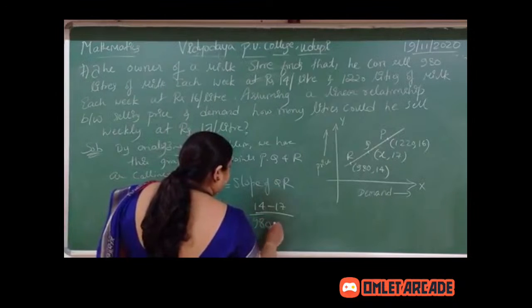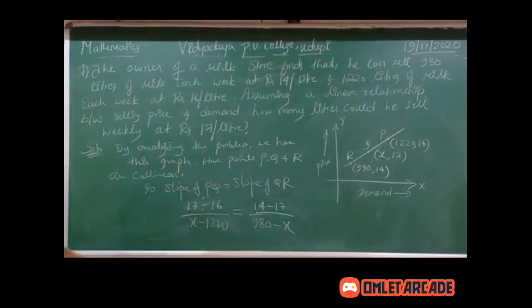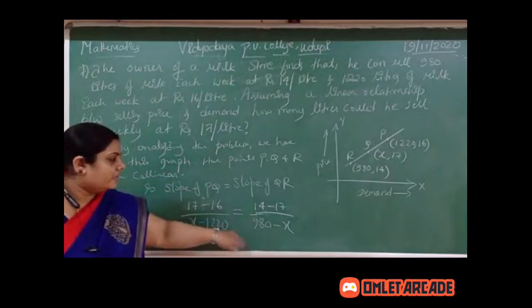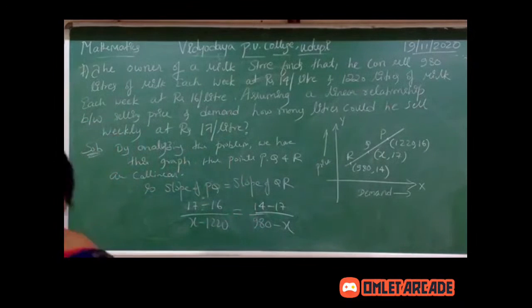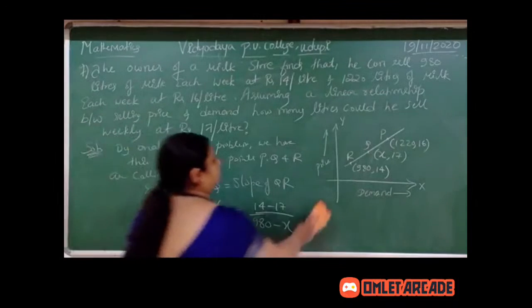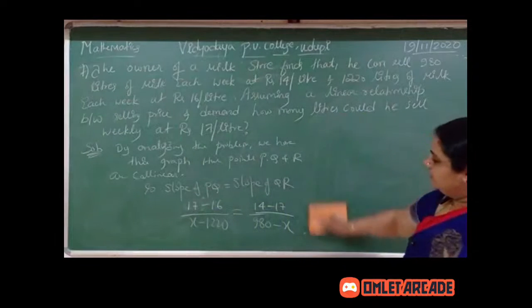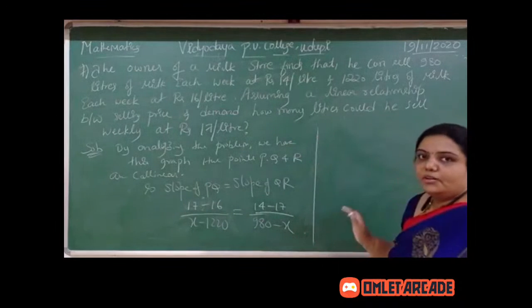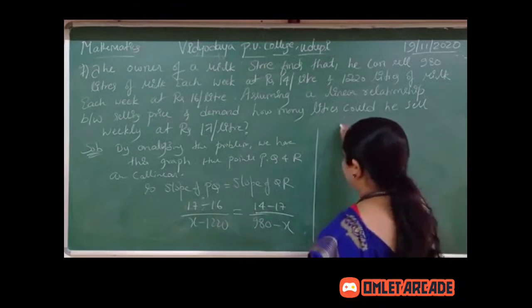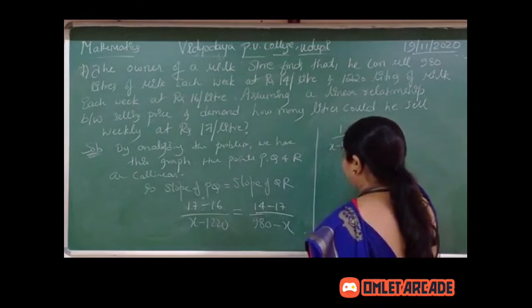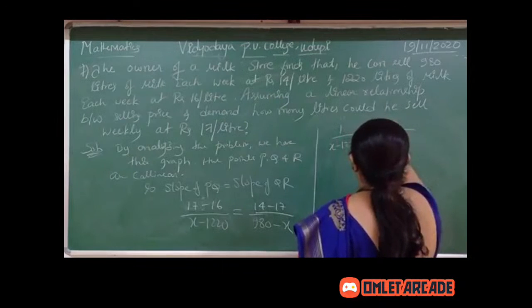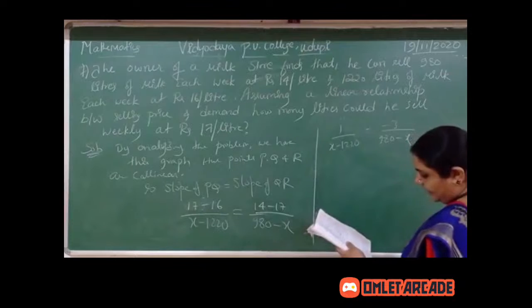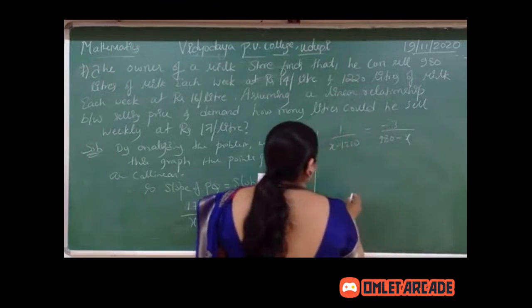14 minus 17 divided by 980 minus x. So now finally you have an equation in terms of x. Solve this, you will get the x value. Solve it, cross multiply it, solve it. The problem looks very big, but the solution is very simple, students, because it is completely based on concept, isn't it? So here it is 1 by x minus 1220 is equal to minus 3 divided by 980 minus x. When you cross multiply this, what will you get here?